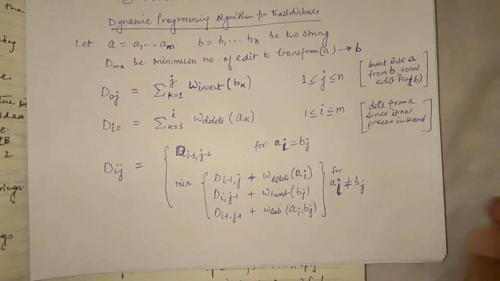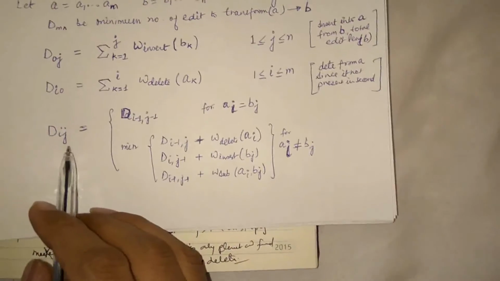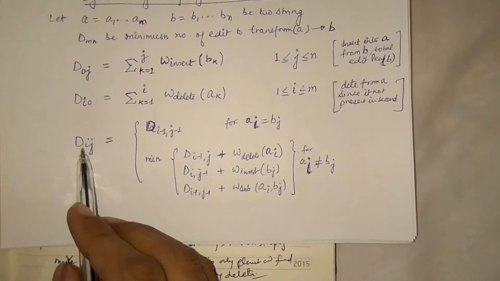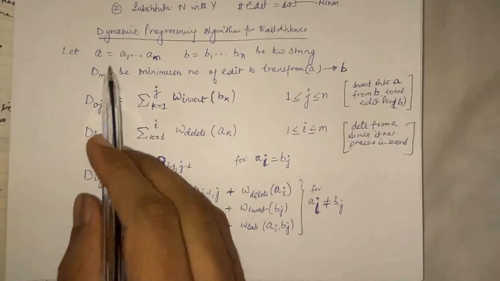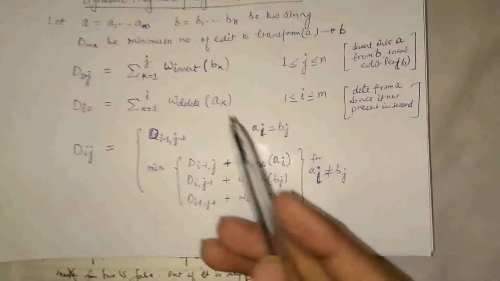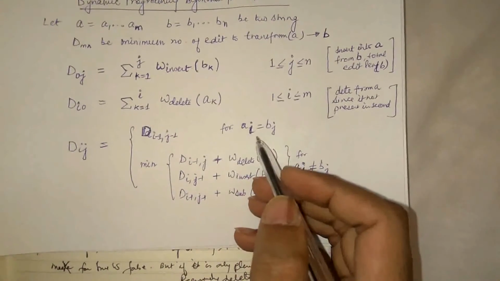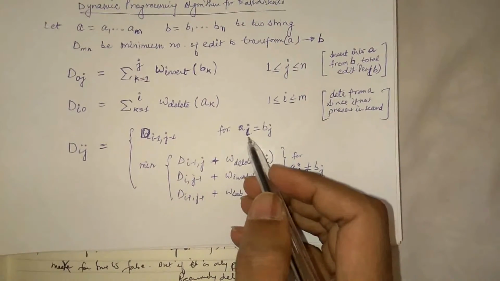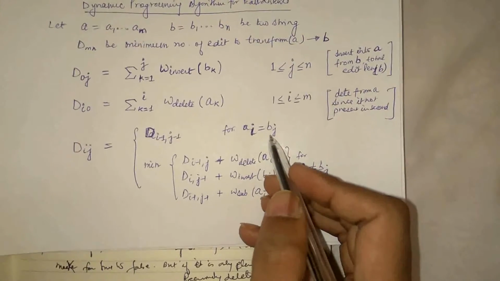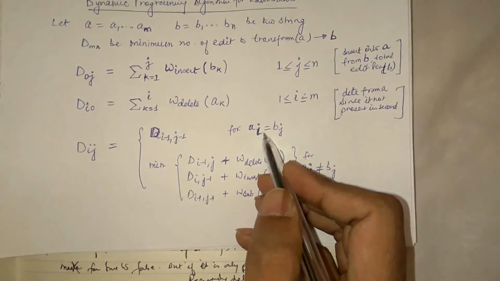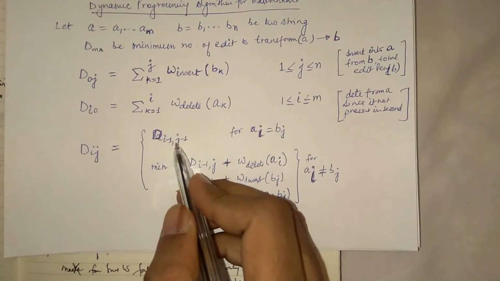What is the next case? DIJ. That is, we don't know whether this is empty or not. So what is the next step? If we have a matching character at the end, we will simply take the number of edits from the previous. This is very interesting.